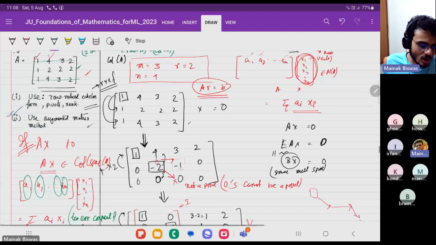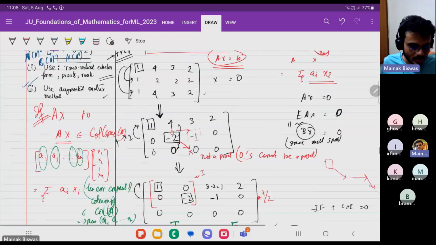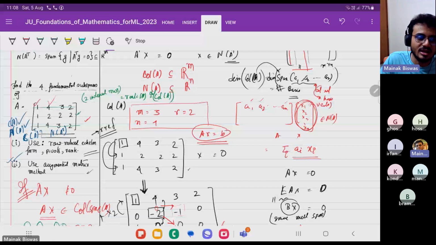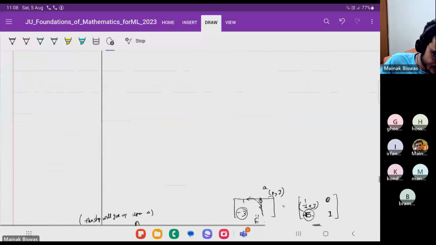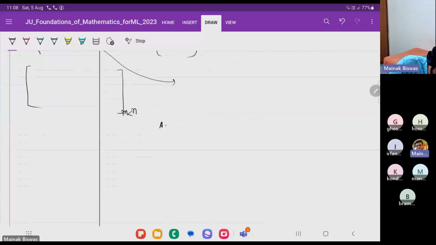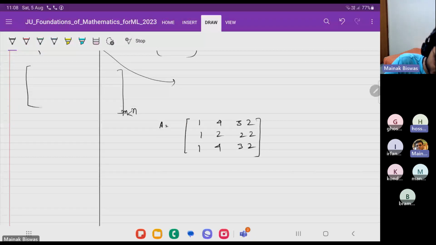So using the augmented matrix, we have found the column space of A, found the null space of A, and now the column space of A transpose and the null space of A transpose are left. Let's do it. Let's copy this. Can somebody dictate to me? It's very dirty, so I don't want to copy it. If you have noted it down somewhere. A is equal to 1 4 3 2, 1 2 2 2, 1 4 3 2.